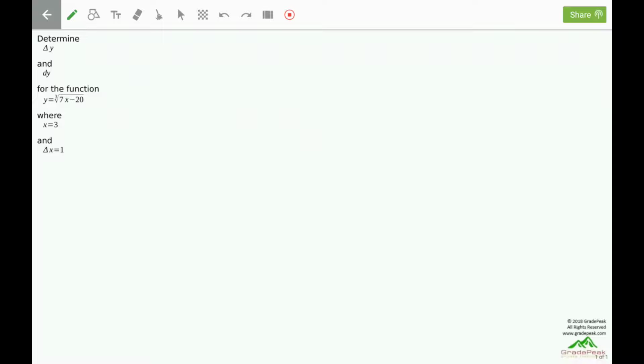Determine delta y and dy for the function y equals the cubed root of 7x minus 20, where x equals 3 and delta x equals 1. Delta y is y of x plus delta x minus y of x. So we have y of x, which is 3, plus delta x, which is 1, minus y of x, which is 3. So we have y of 3 plus 1, which is 4, minus y of 3.